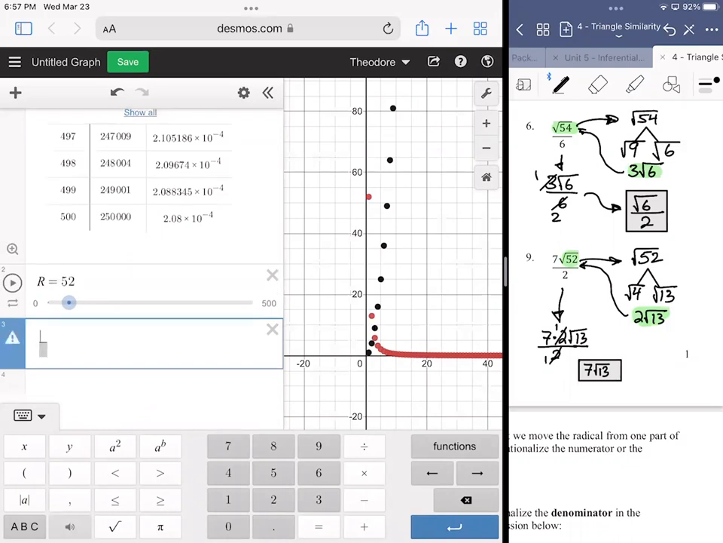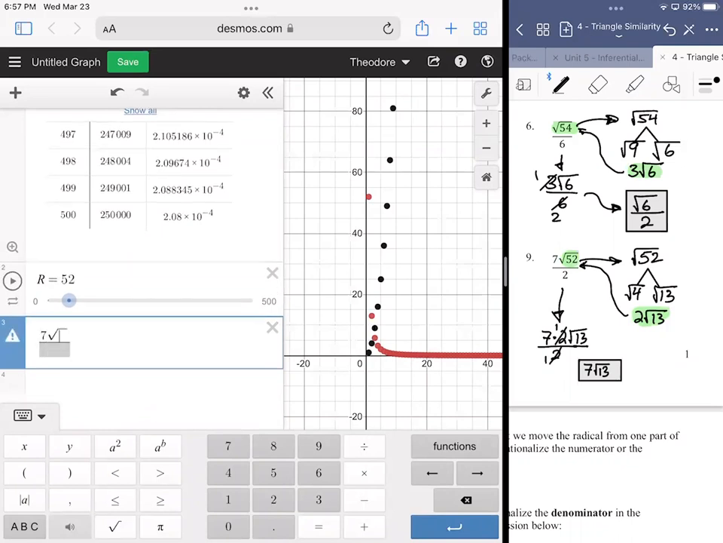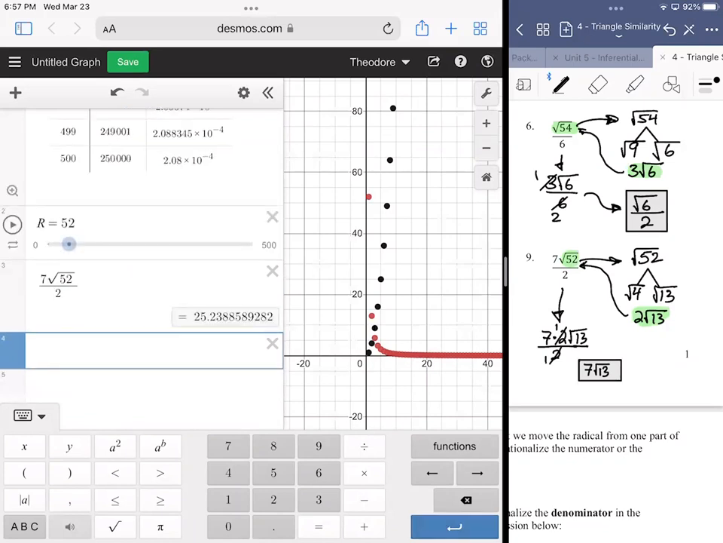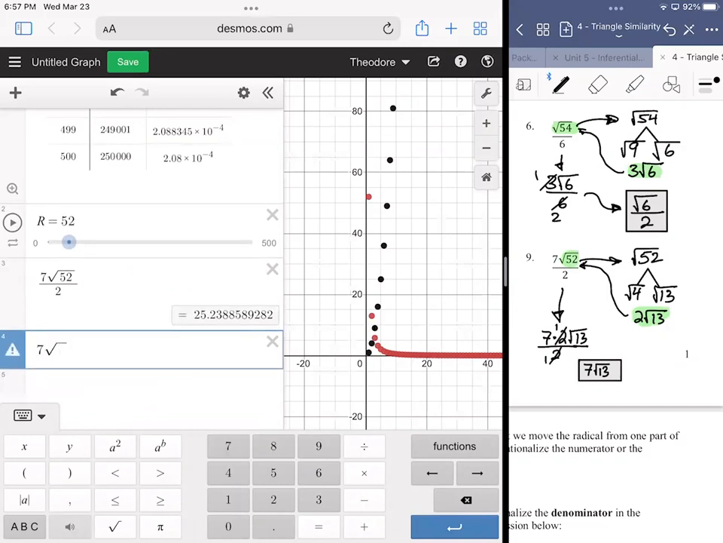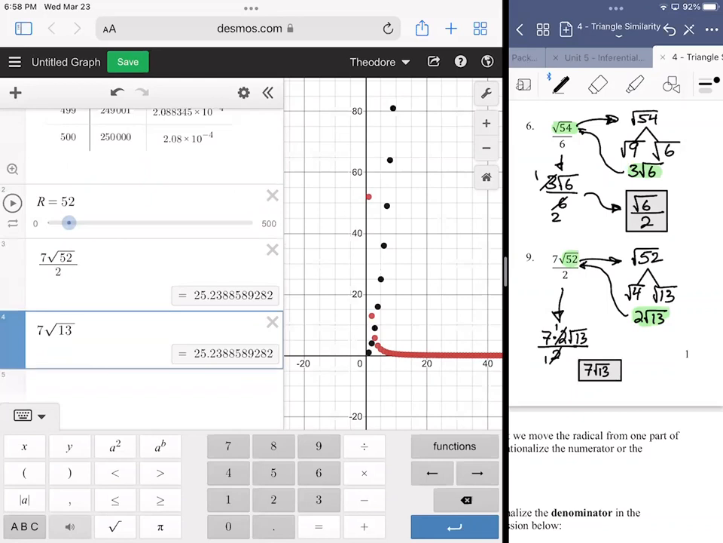So if I type in 7 rad 52, and then on the bottom I pop in a 2, I get this disgusting decimal. If I type in a 7 rad 13, I should get the same disgusting decimal. And I do. So I know that at a minimum, what I just came up with is equivalent to what I started. Right? That's a good thing. We want that. No guarantee that what we just came up with is in simplest form based off of this technique, but at least we know we're on the right track. We know it's equivalent.